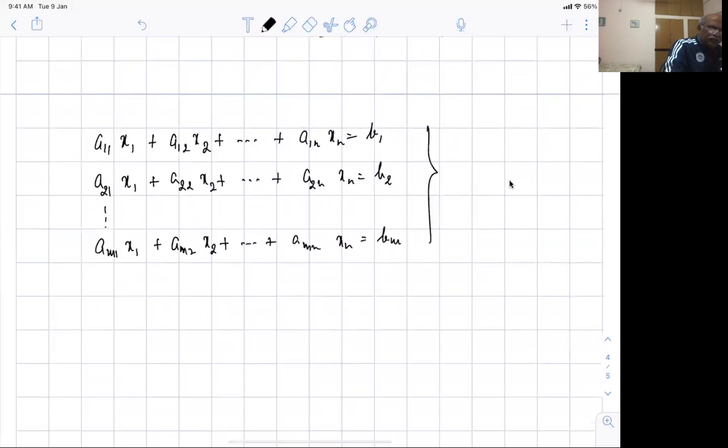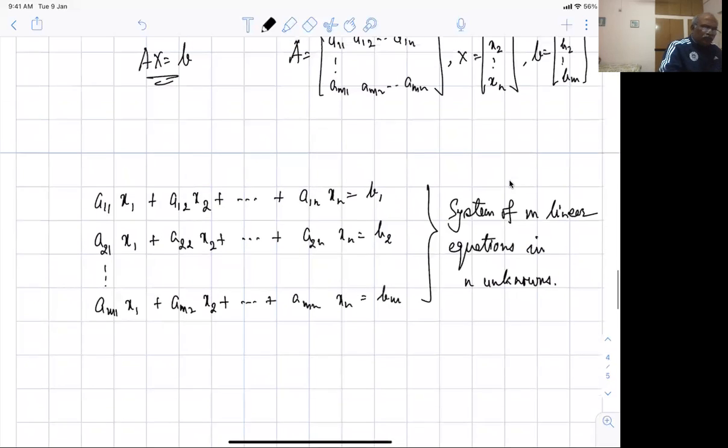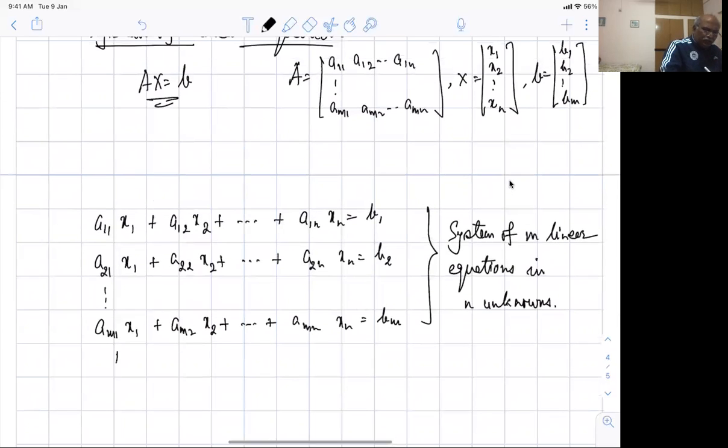So this is the system of m linear equations in n unknowns. What I would like you to understand here is that x1 is appearing in the first column. So x1 is coming from here. Similarly, x2 appears here, so x2 corresponds to the second column and xn corresponds to the nth column. Fine. And the right hand side is separately put.